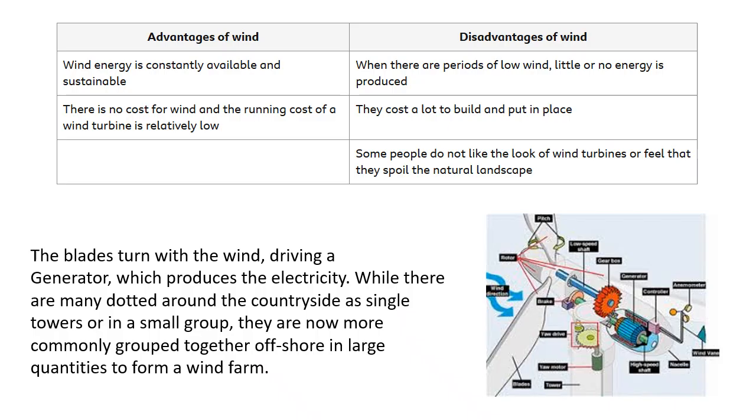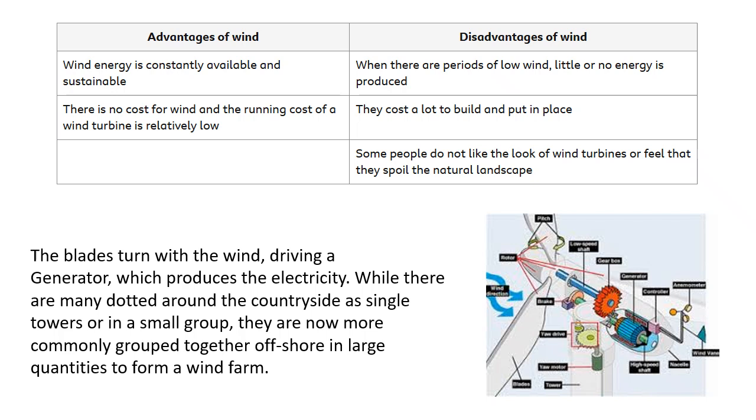Okay, let's have a look at this slide here. So this is advantages of wind and disadvantages of wind. So the wind energy is constantly available and sustainable. There is no cost for wind, and the running cost of a wind turbine is relatively low. This is the disadvantage. When there are periods of low wind, little or no energy is produced. They cost a lot to build and put in place. Some people do not like the look of wind turbines or feel that they spoil the natural landscape.